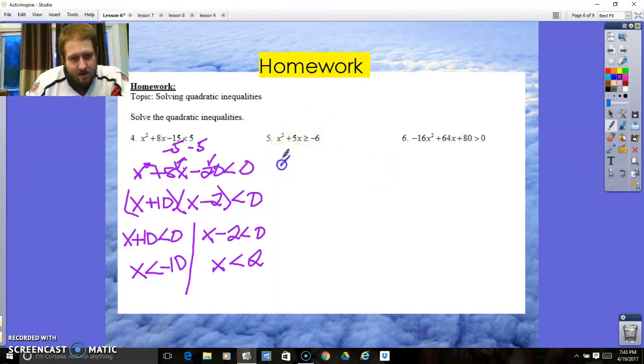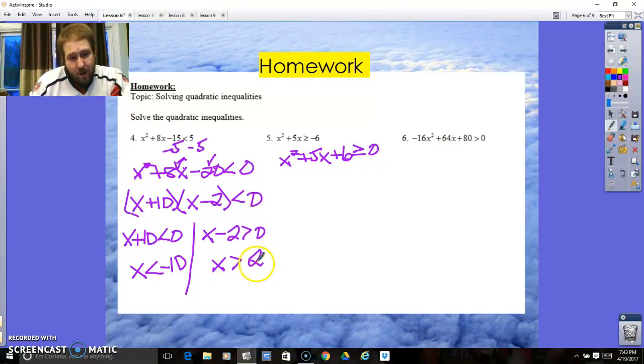Add 6 to both sides. So x squared plus 5x plus 6 greater than or equal to 0. Sorry, been a while since I've done this. I'm pretty sure that the second one you got to flip the sign. All right, so I believe those are your two answers.